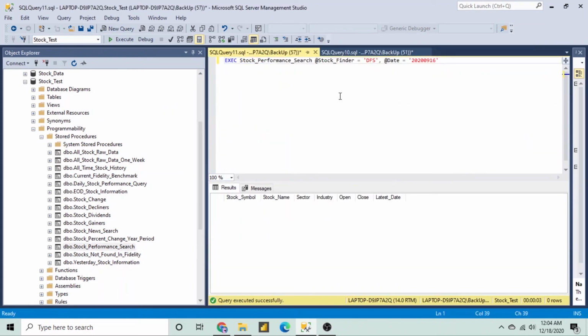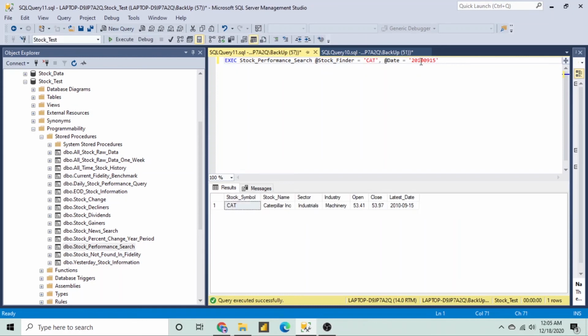The last store procedure we're going to take a look at is called stock performance search. And you can see that there are two parameters. You could use the stock finder, which is basically the stock symbol, and you could use the date you want to take a look at the information. So in our example, we have Discover and the date of September 16th, in the year of 2020. And you can see the stock symbol, the name, the sector, the industry, where it opened, where it closed, and the latest date. And I renamed this column in the store procedure.